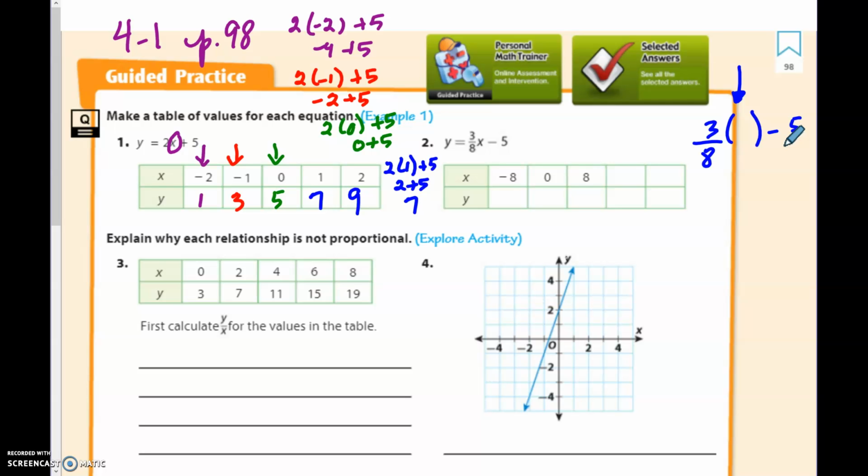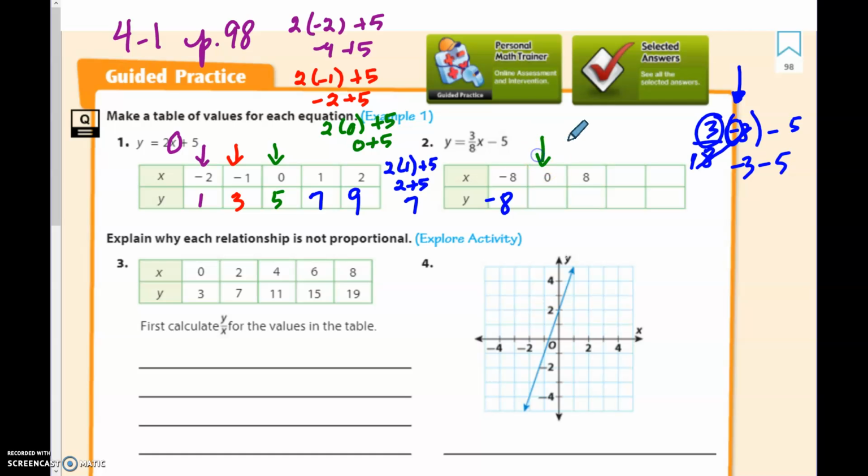So when we put in this first number that they're asking us to, which is a negative 8, we can simplify or reduce, so you can use your calculators, but when we simplify and reduce, this 8 divided by 8 turns into a 1. So we end up having 3 times negative 1 is a negative 3 minus 5, and we end up with a negative 8.